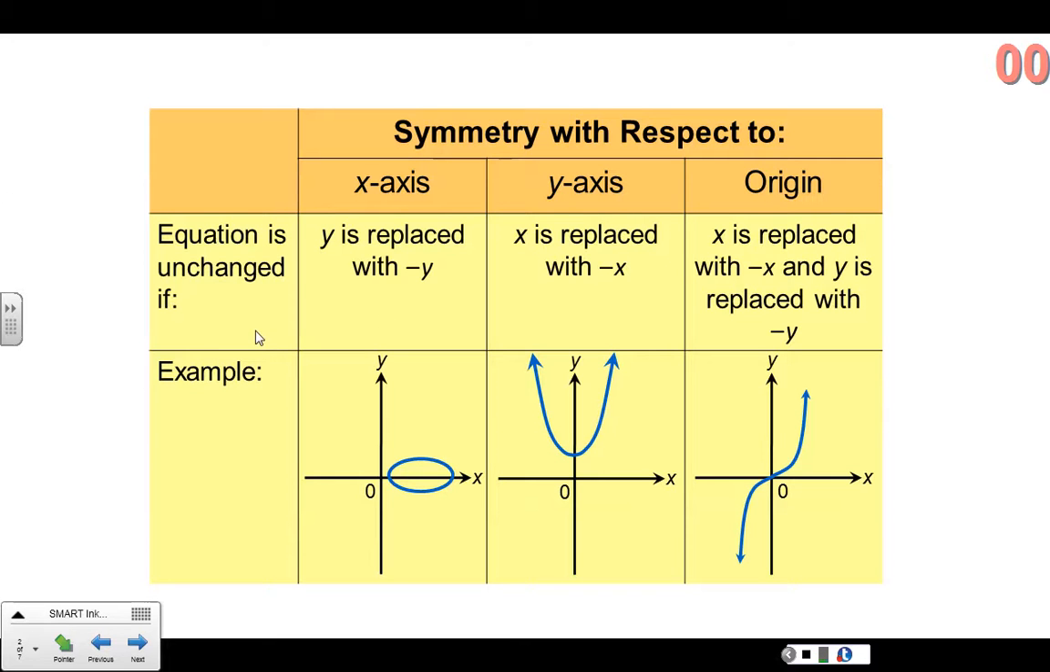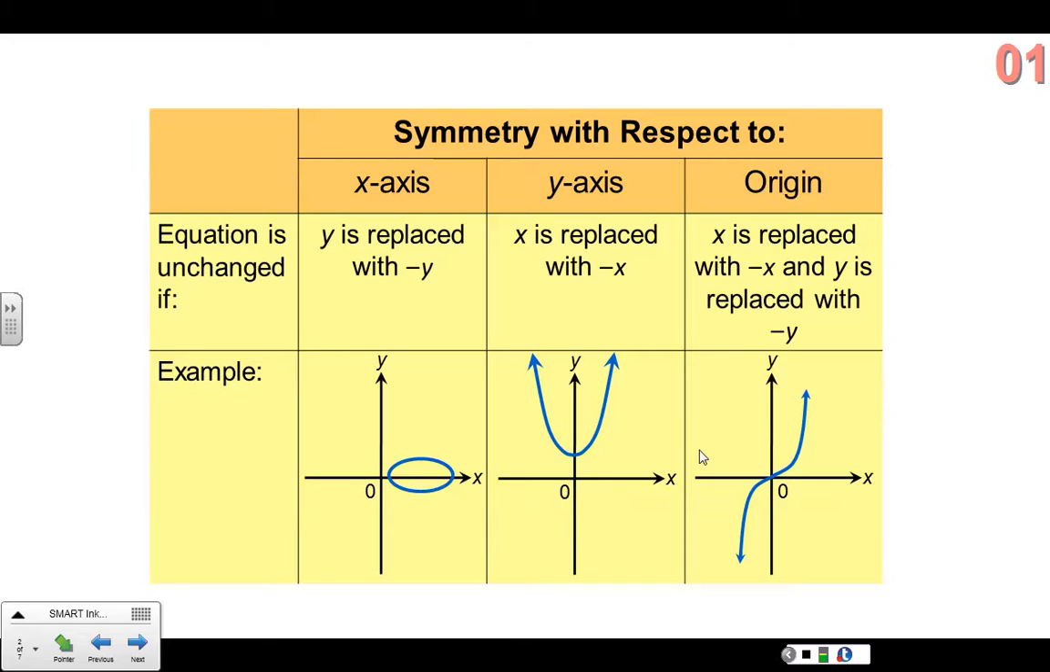If you can replace your y with negative y and the equation becomes unchanged at all, then it has symmetry with respect to the x-axis. So something like this, where the top matches the bottom, above the x-axis matches below the x-axis. If you can replace x with negative x and your equation remains unchanged, it has symmetry with respect to the y-axis. So notice what's on the left side matches what's on the right across the y-axis.